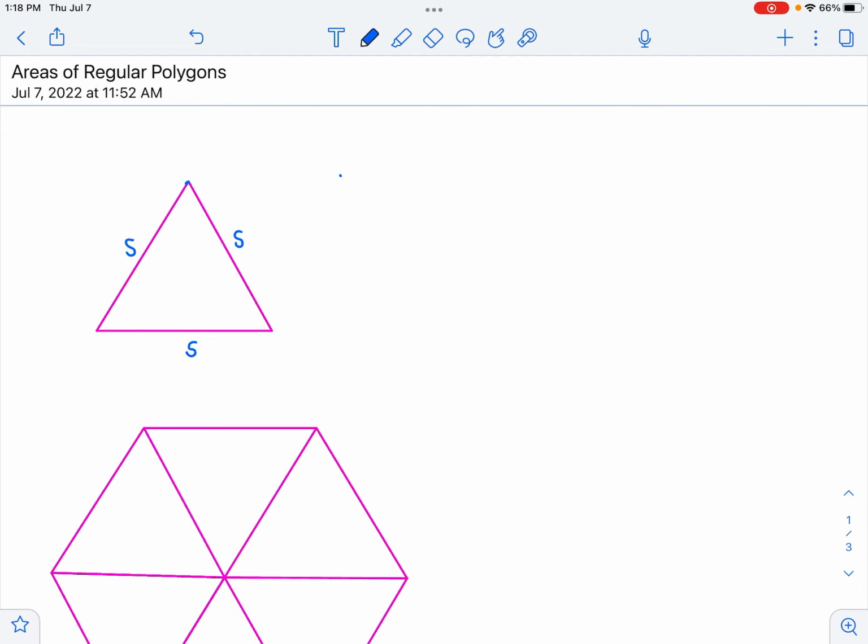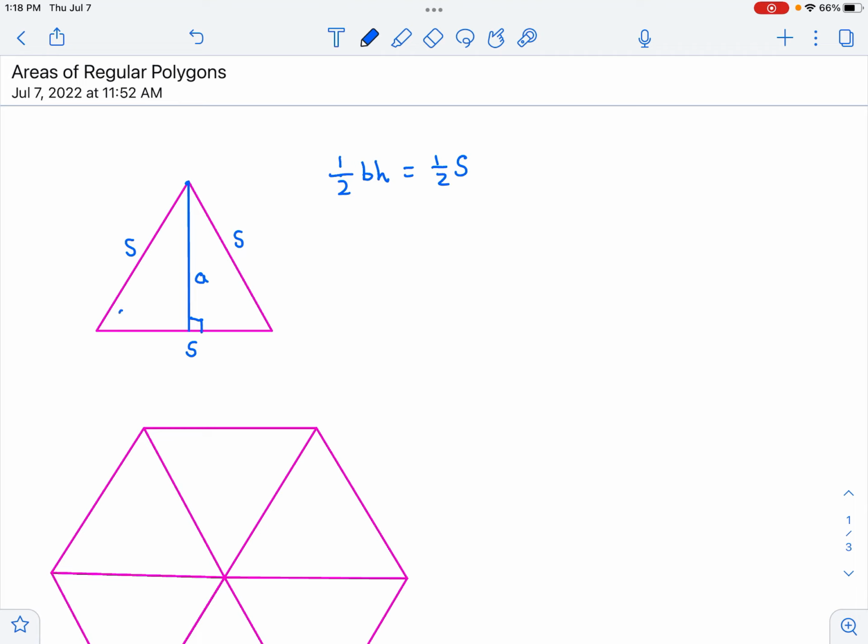Let me just make an altitude here. There we go. Drop an altitude down. It's a right angle. Now, if I want the area of this triangle, remember, it goes 1/2 base times height. Now, the base is S, so this is 1/2 of S. Okay. Now I've got to get the height. I've got to figure out what this altitude is.